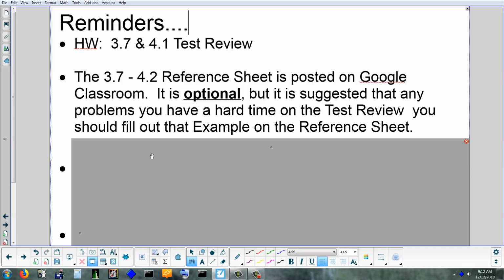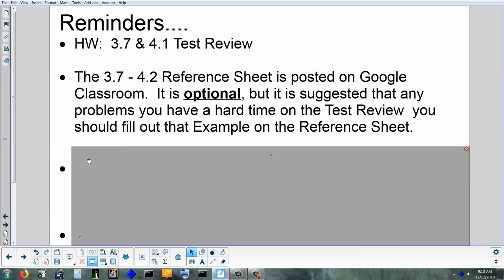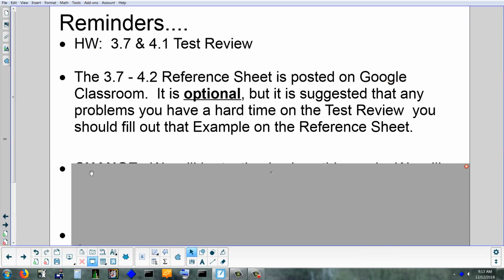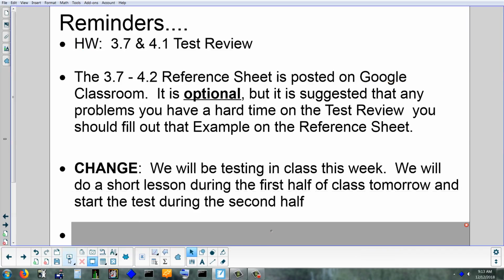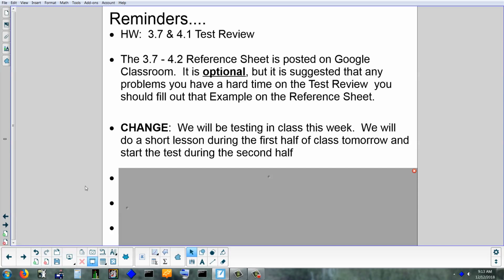Now guys, very important. You have to print off the reference sheet because there's a couple boxes on there we're going to fill out in class tomorrow. There are 2 examples on the reference sheet from 4.2 which we haven't done yet. We're doing that tomorrow. So at some point between now and tomorrow's class, make sure you print off the reference sheet because you'll need it. If you don't have it, you won't have those examples for the test on your reference sheet.